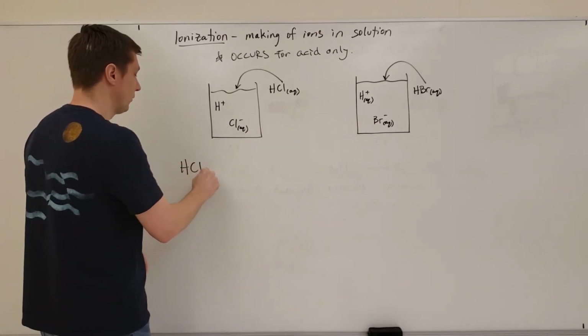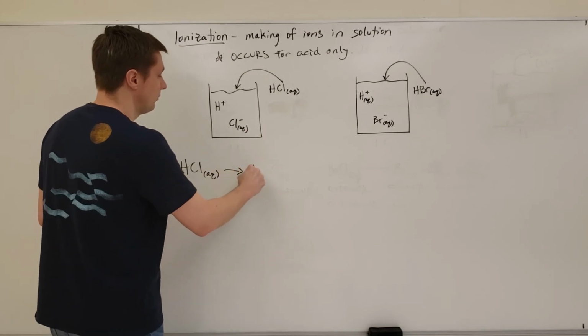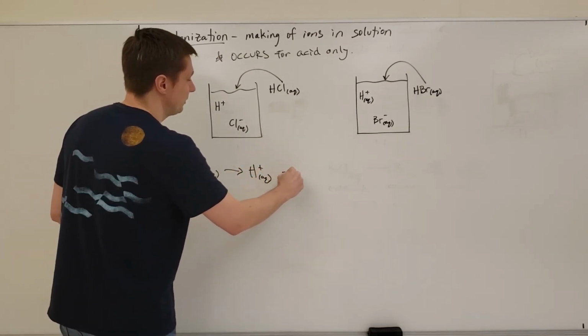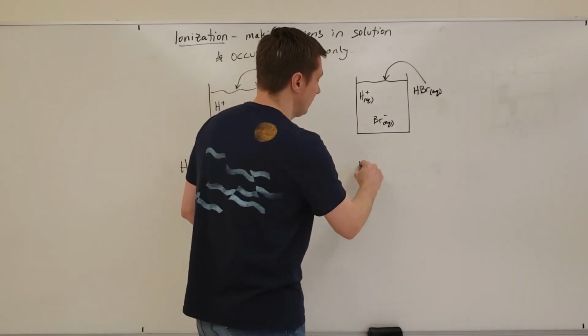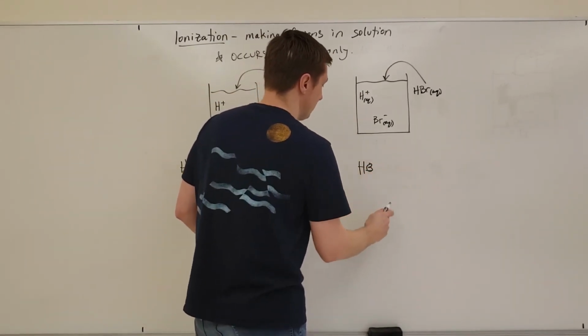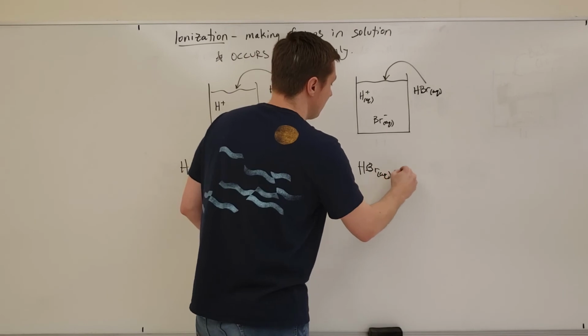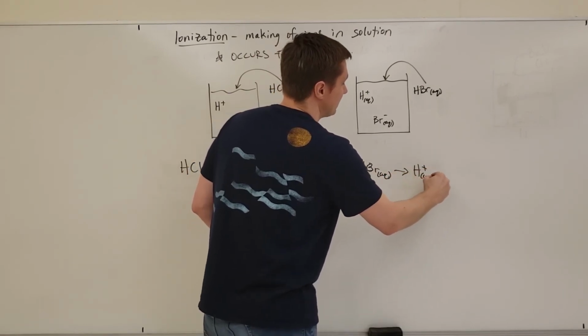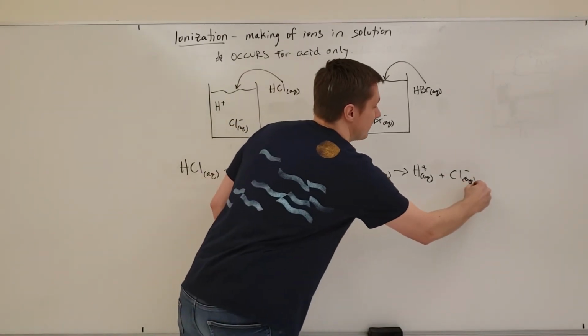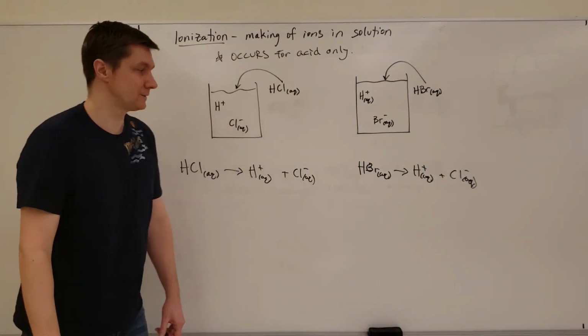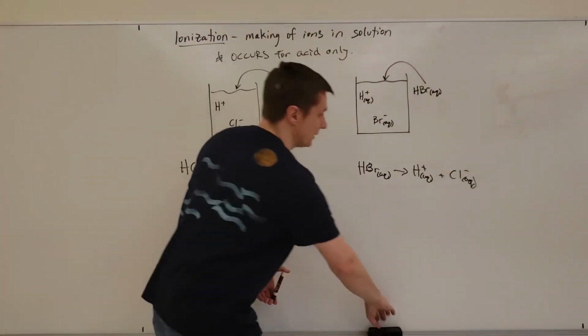Again, just as before, HCl makes H plus and Cl minus aqueous, and HBr makes H plus and Br minus.